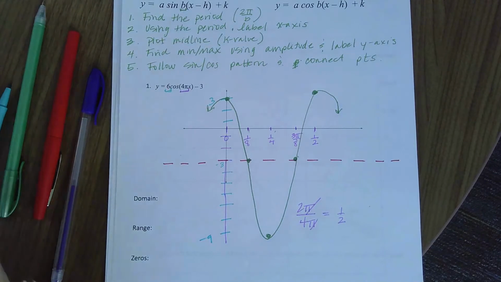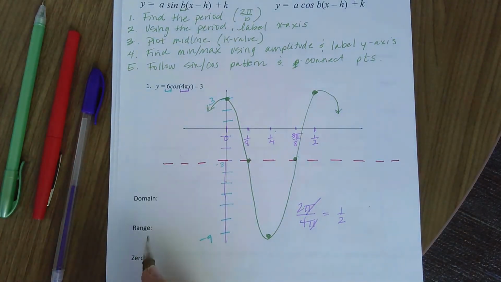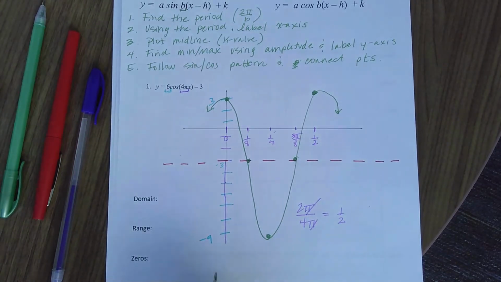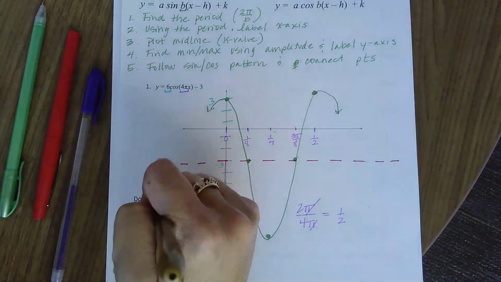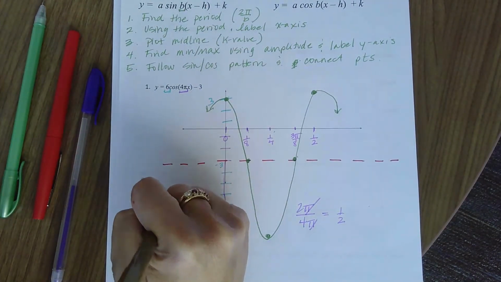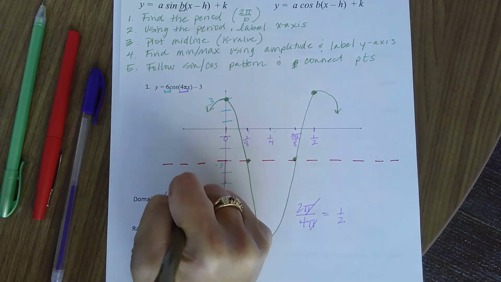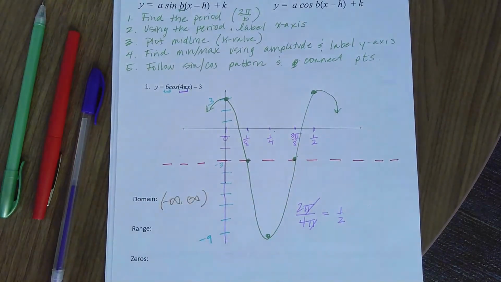The last thing I want us to do is answer a few questions about domain, range, and zeros. So what we're looking at here is the domain of our function, so that means all of your x values that work. Because this is a continuous function from left to right, there are no x values that are excluded. So we would say this is all real numbers. To write that in interval notation, you would just say -infinity to infinity.